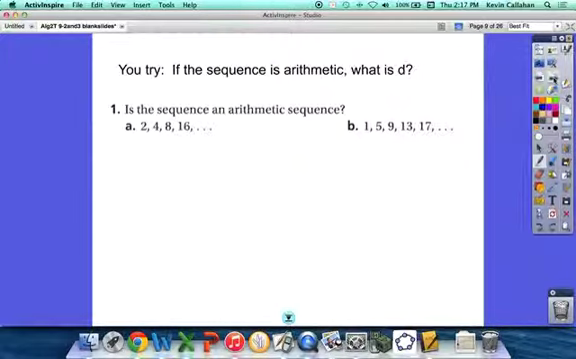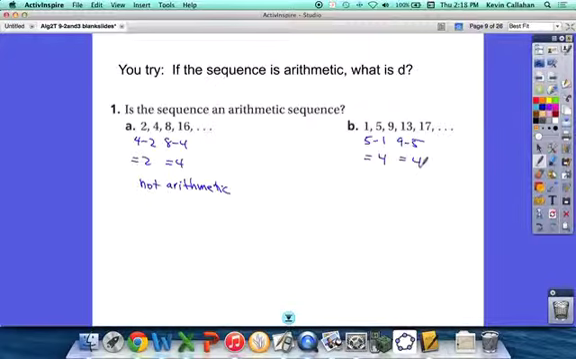So was the first one arithmetic? No. So 4 minus 2 is 2. 8 minus 4 is 4. So not arithmetic. How about the second one? Okay. So 5 minus 1, 4. 9 minus 5, 4, etc., etc. So yes, arithmetic. What is the common difference?